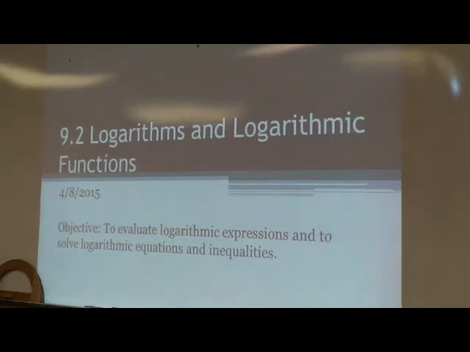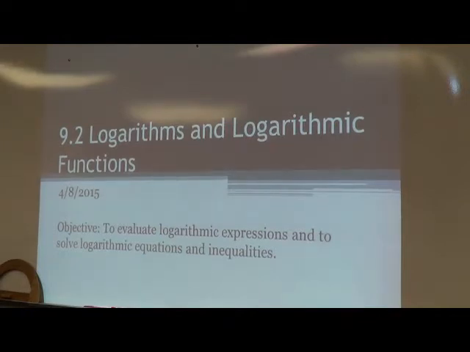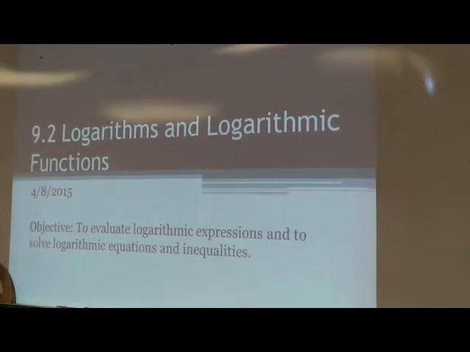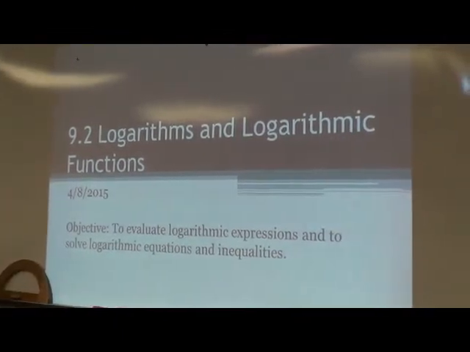Okay, last lesson we introduced exponential functions, which, if you recall, are whenever you have a variable that is an exponent. Today we're introducing logarithms and logarithmic functions, which are the inverse of those exponential functions. So we're going to go ahead and take a look at what these logarithmic functions look like and how to solve them and use them.